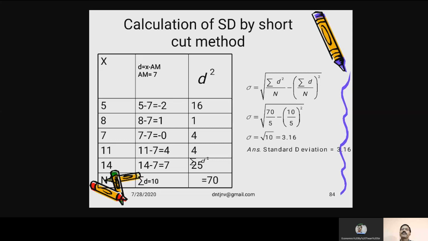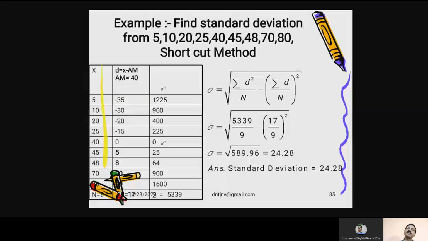Again, you can see here, if this is the value of x and d, you have 40 as the assumed mean. Find d: 5 minus 40, 10 minus 40, 20 minus 40, 25 minus 40. In this way you will find d. Then square it out: 35 into 35, 30 into 30, 20 into 20, 15 into 15. And now apply the formula as we did in the last class.